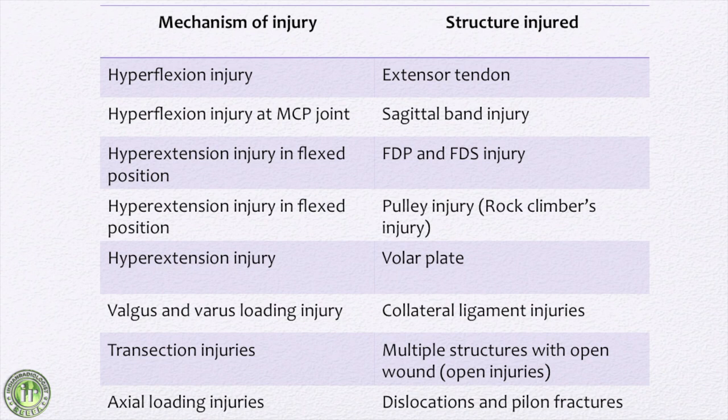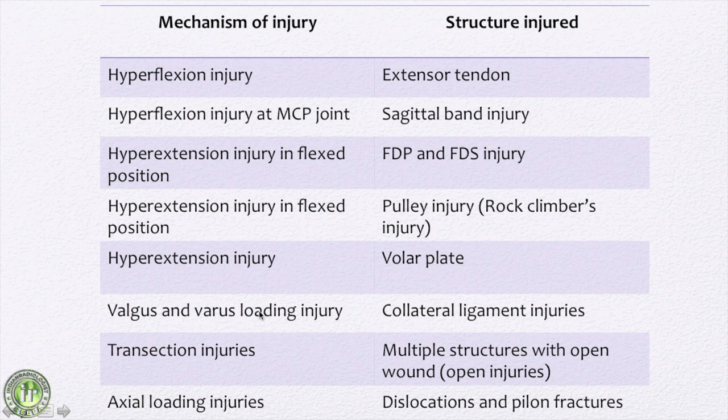So it is always important to know the mechanism of injury for any structure, and you can even classify finger injuries based on the mechanism of injury. This particular classification is critically important because if you know what the mechanism of injury was, or what sport the patient was playing, you know which structures to look at. So hyperflexion injuries result in extensor tendon and sagittal band injuries. Hyperextension injuries involve the volar compartment, which means the flexor injuries, the pulley injury, and the volar plate injury.